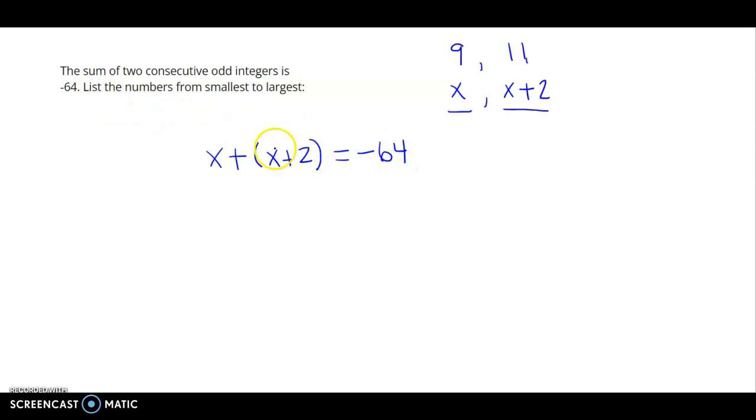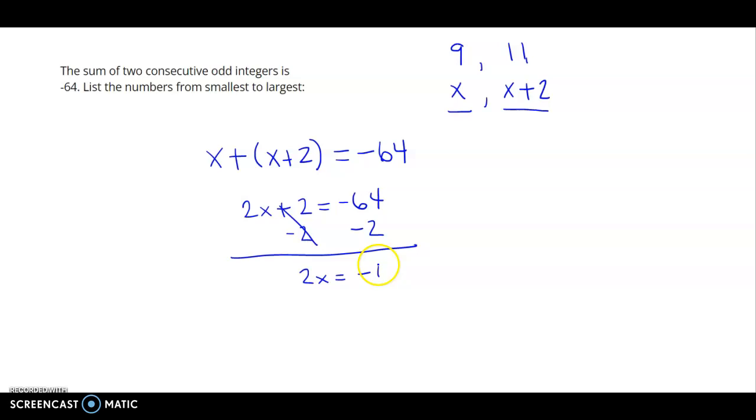So, consecutive odd integers. Now we just simplify it. We have x plus x, so we get 2x plus 2 equals negative 64. We subtract the 2 from each side. We want to solve that. So we get 2x equals, if we're down at negative 64, we go down 2 more, negative 66. We divide by 2 on each side, so we get x equals negative 33.